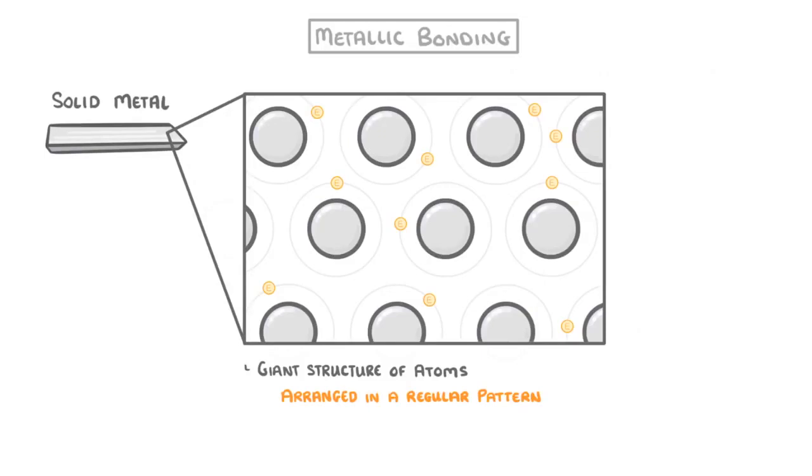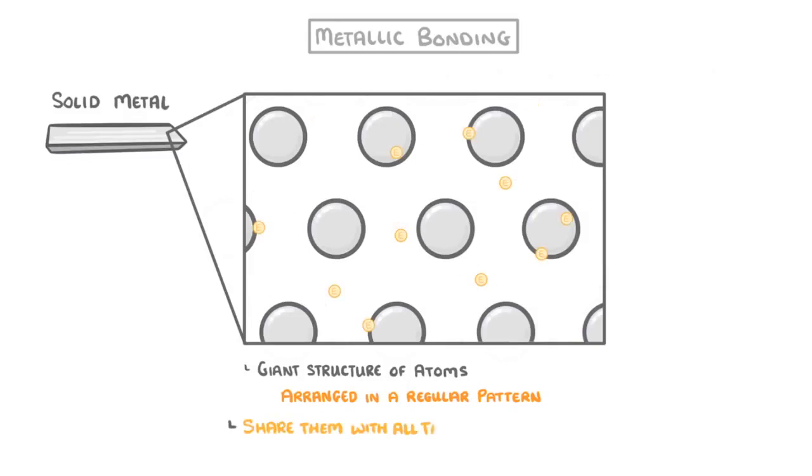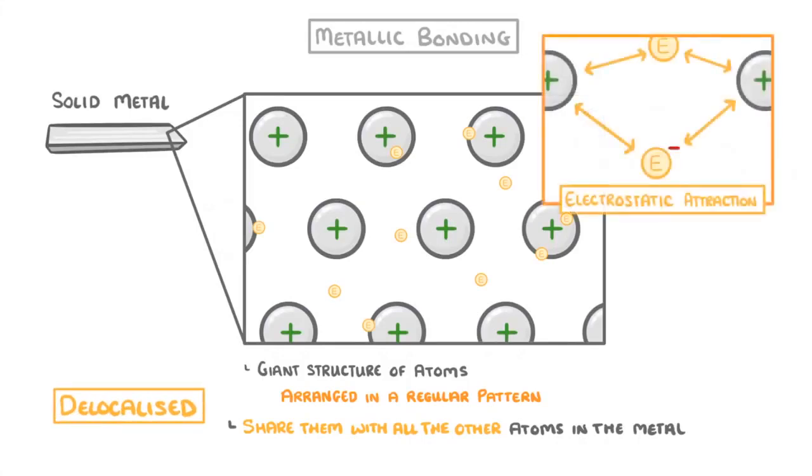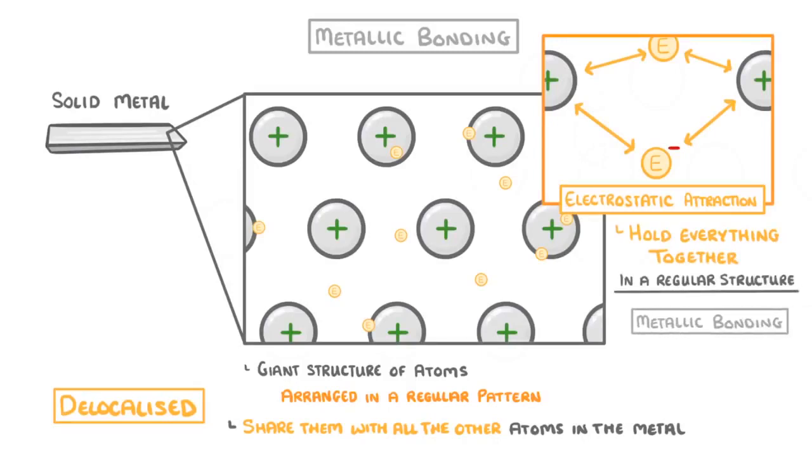When all these atoms are together in a metal though, they actually give up these outer shell electrons and share them with all the other atoms in the metal. This means that the atoms will all become positive ions because they've lost negative electrons. And because those electrons are now free to move about, we call them delocalized electrons. So there will now be loads of strong electrostatic attraction between the positive ions and the negative electrons. And it's these forces of attraction which hold everything together in a regular structure. So we call this metallic bonding.